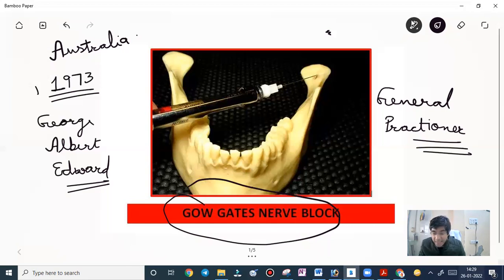What he described was a true mandibular nerve technique, a single anesthetic injection that provides hard and soft tissue anesthesia of the mandible to the midline.